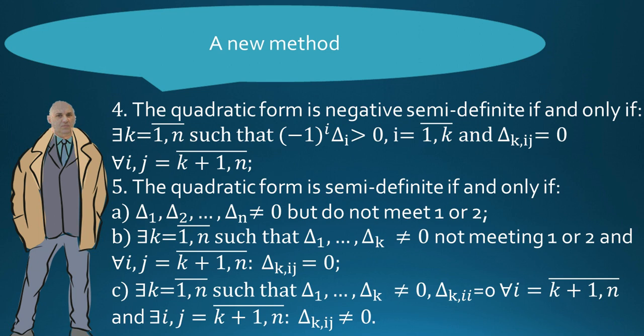5. The quadratic form is indefinite if and only if A, Delta 1, Delta 2, ..., Delta n are different from 0 but do not meet 1 or 2. B, there exists k from 1 to n such that Delta 1, ..., Delta k are different from 0, not meeting 1 or 2, and for any i, j, Delta k,ij equals 0. C, there exists k such that Delta 1, ..., Delta k are different from 0, Delta k,ii equals 0, and there exist i and j such that Delta k,ij is different from 0.